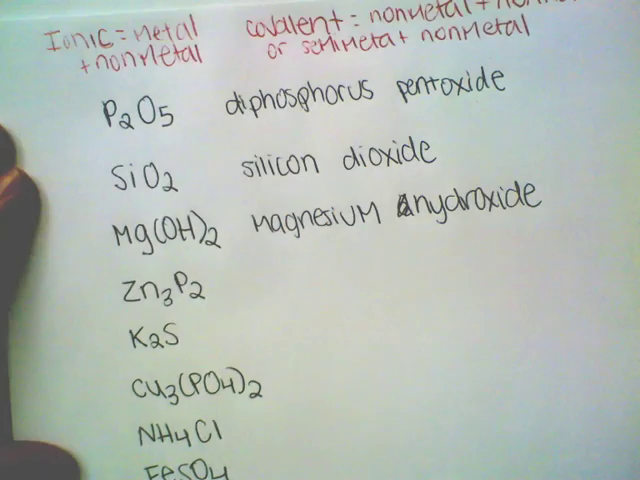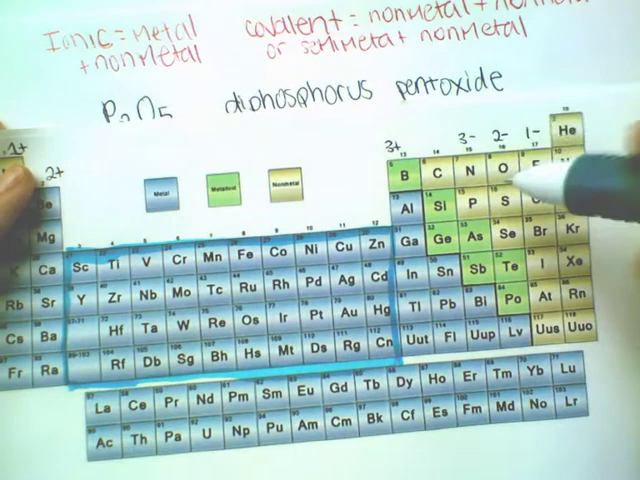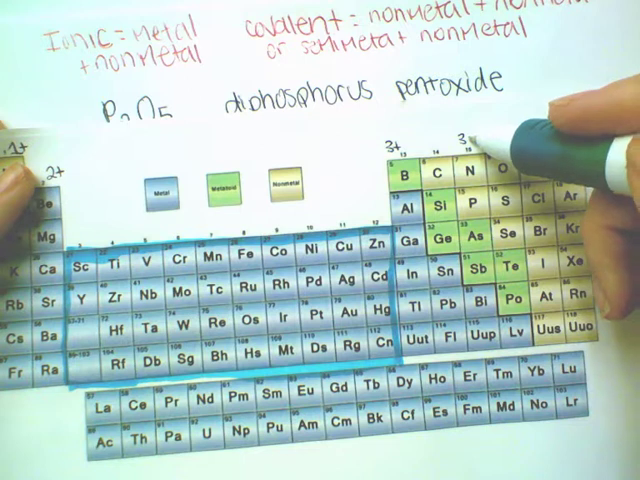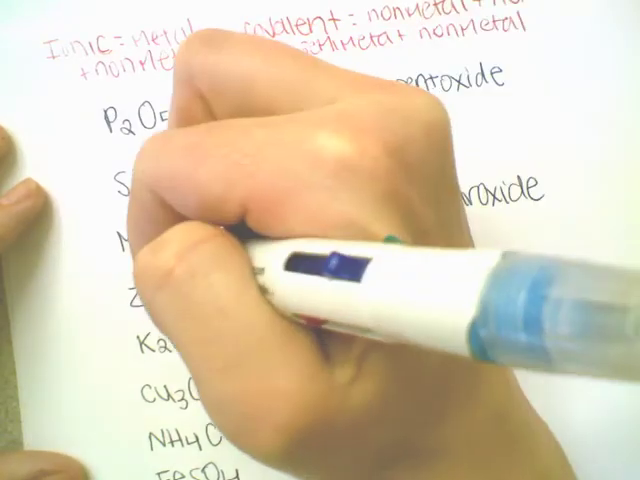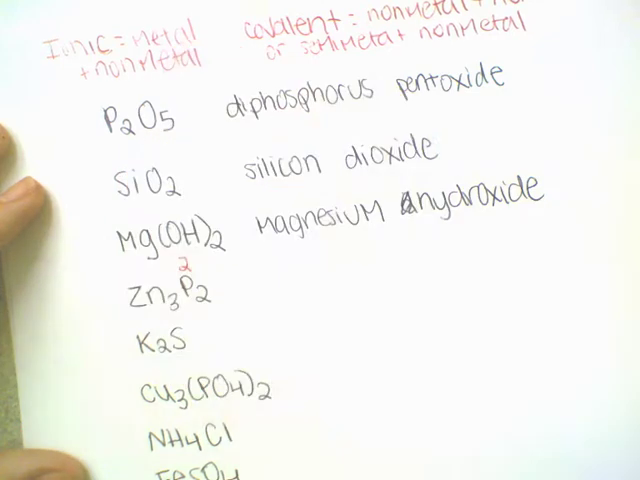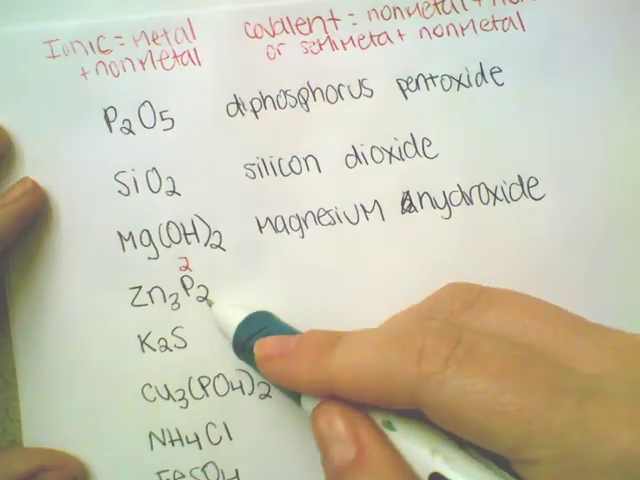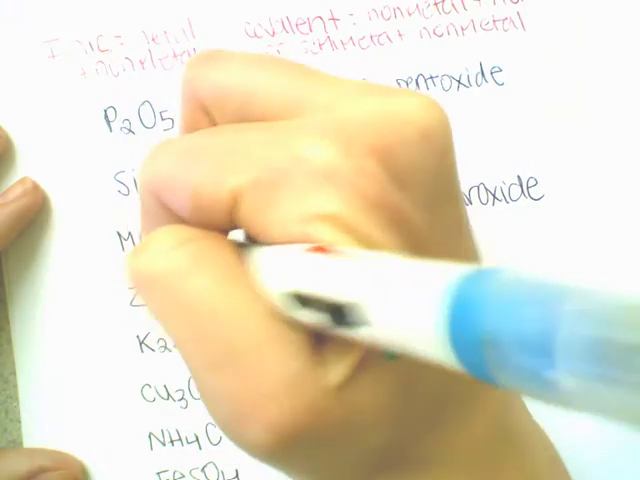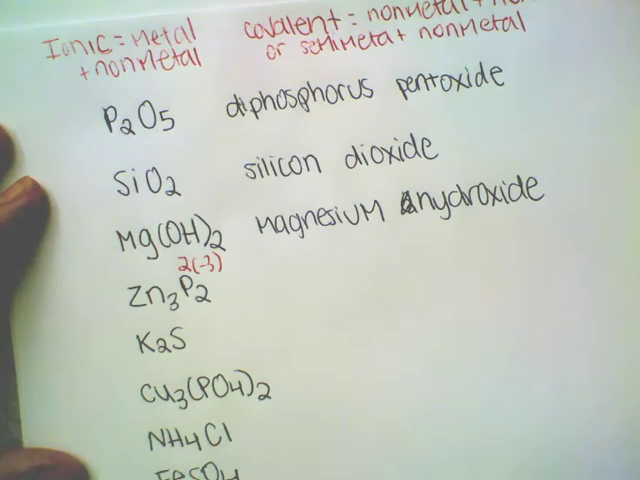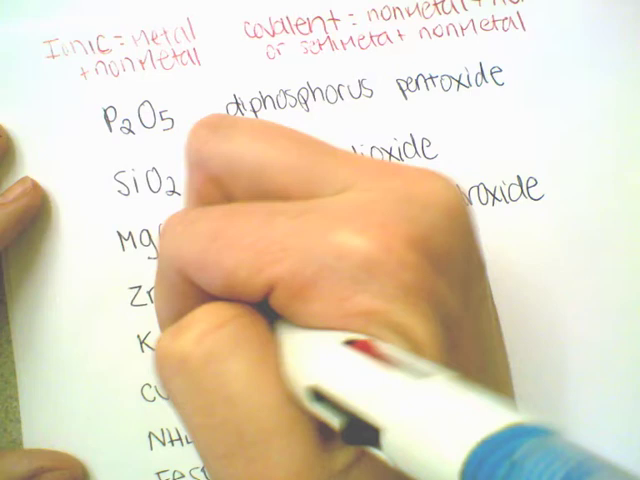We know that the charges have to add up to 0. And we do know what the charge is on phosphorus. If you look here, phosphorus makes a 3- ion. There are 2 phosphorus atoms because of the subscript of 2, and the charge is -3. So 2 times -3 is -6.